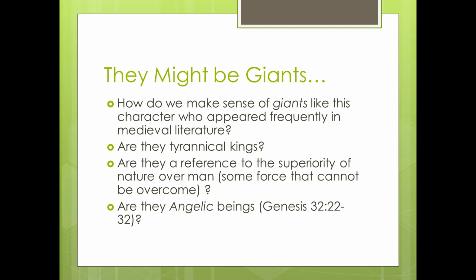Especially if you read any of the Arthurian cycle of literature. Our friend Geoffrey Chaucer has some giants in his work, but Morte d'Arthur features a couple of instances where the knights of the round table face down a giant. So why are they so frequently alluded to in medieval literature? I don't know. I suppose on one instance they could be a reference to tyrannical kings.